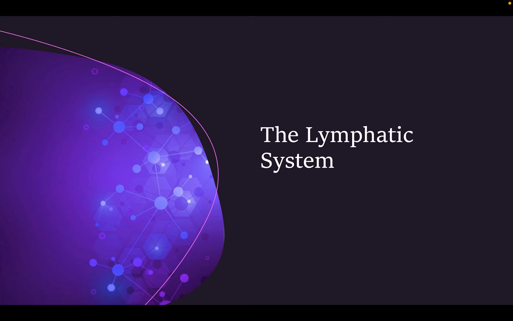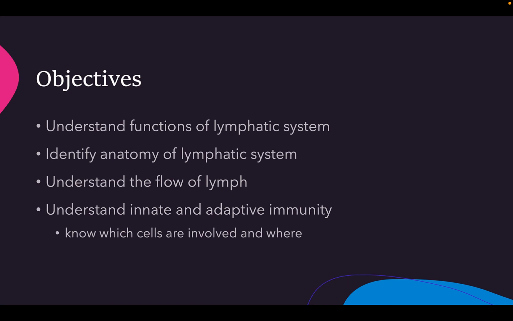Okay, so now we can chat about the lymphatic system. So some objectives for the lymphatic system. It's a little bit longer than the blood vessels, so there will be a little bit more involved, but we want to make sure we understand the functions of the lymphatic system, identify anatomy of the lymphatic system, understand the flow of lymph, and also understand innate and adaptive immunity. And I want you to make sure that you understand which cells are involved and where when we're talking about innate or adaptive immunity.